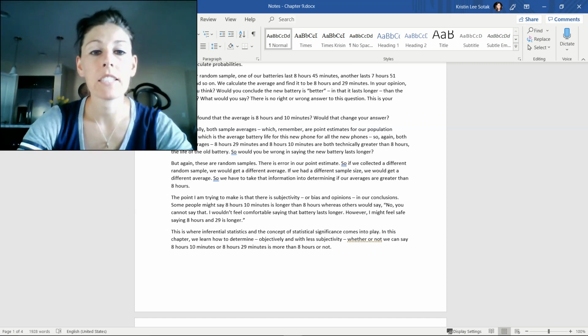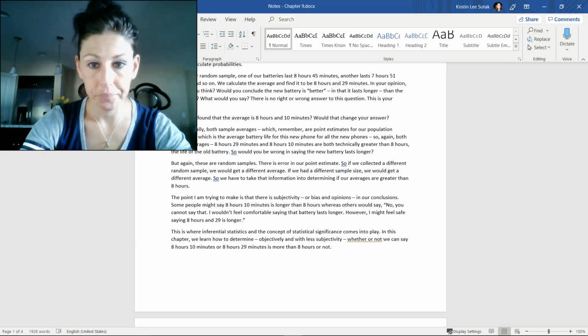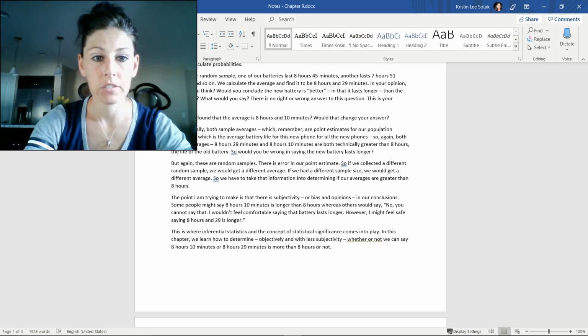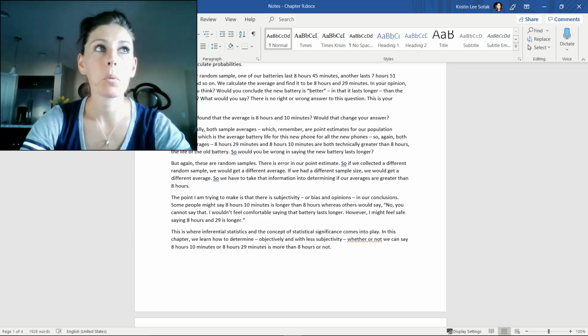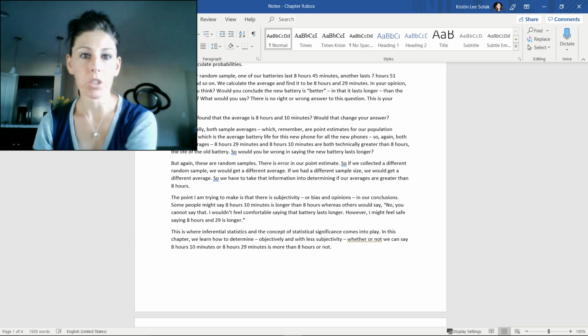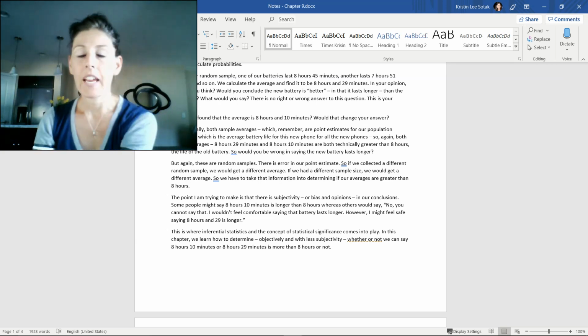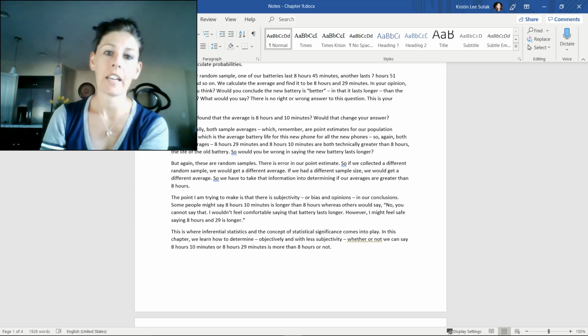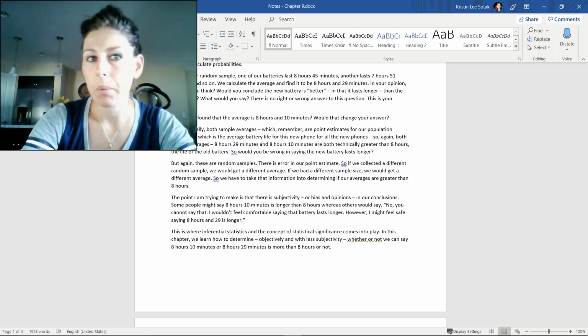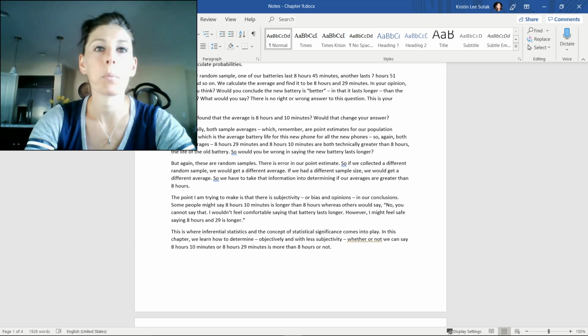So technically, let's say that both sample averages, 8 hours and 10 minutes and 8 hours and 29 minutes, both of them are greater than 8 hours, the life of the old battery. So you really wouldn't be wrong in saying that those numbers are greater, right? 8 hours and 10 minutes is longer than 8 hours, 8 hours and 29 minutes is longer than 8 hours, but again, how comfortable would you feel advertising that?